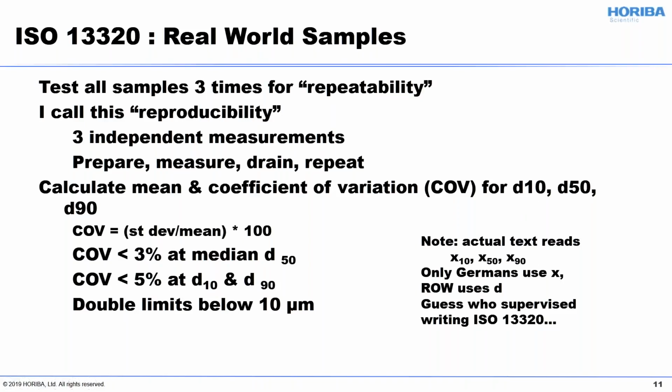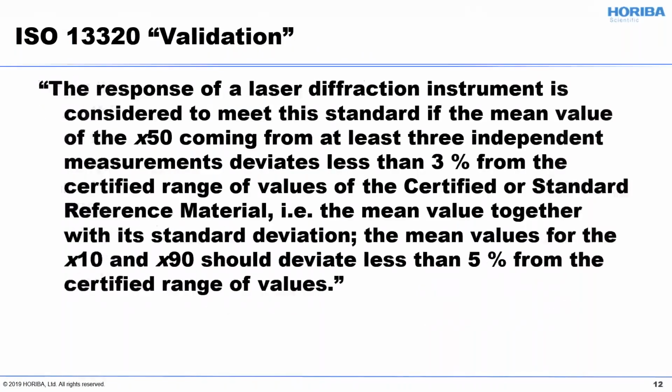So I should be getting the same answer in these 3 repeats. We'll double limits below 10 microns because those measurements tend to be more tricky. You'll note the text reads X10, X50, X90. The legend is that the Germans prefer the X and they supervise most of the writing, and most people in the world tend to use the D for diameter. There's a statement on validation, which is kind of a restatement of what I just said, that the mean value deviates less than 3% from the range of values and less than 5% for D10 and D90.